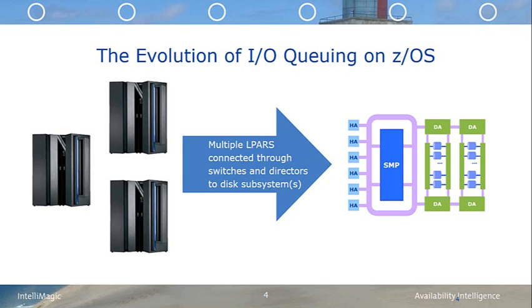This diagram on the right represents a modern disk subsystem with the FICON host adapters on the front end of the box, the cache, the processors, and the bus in the middle. And then on the back end of the storage system, you have the device adapters that control the actual physical devices, which are the spinning disks and any solid-state disk configured in the box.